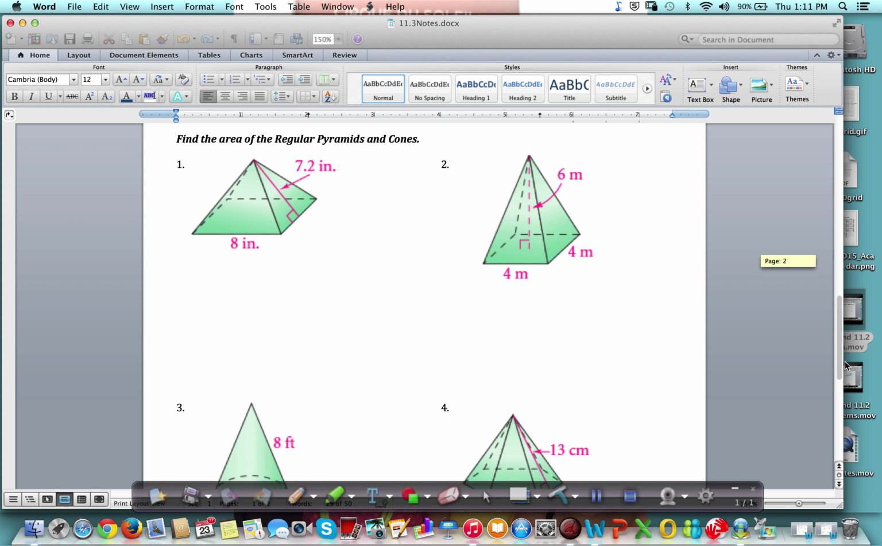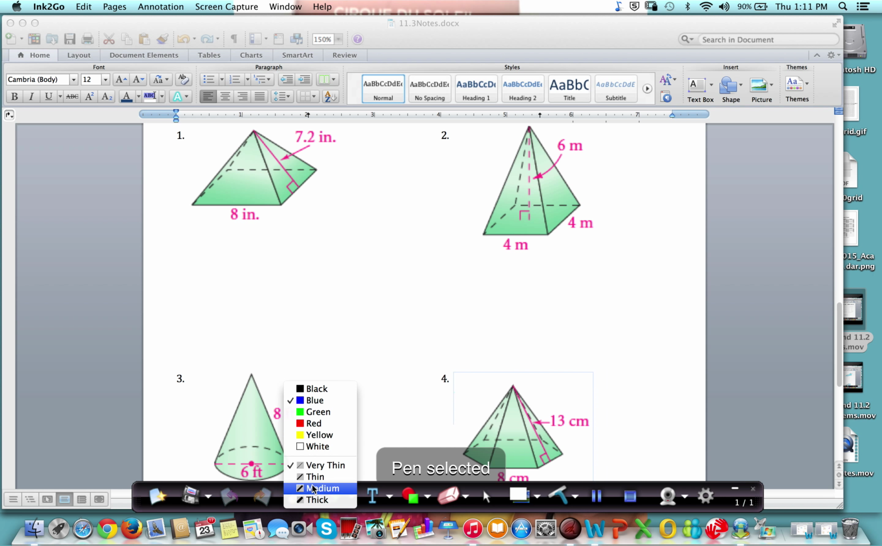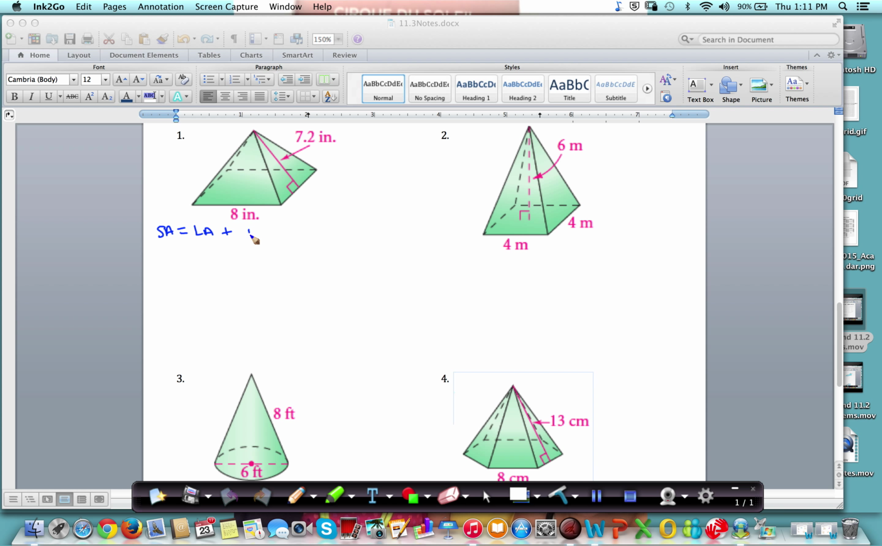So let's look at these first two. First thing we have to figure out is what formula do we need? What are we dealing with? What formula do we need? So in this first example, I need to know surface area. So the surface area equals the lateral area plus the base.